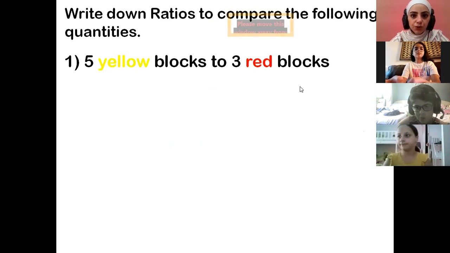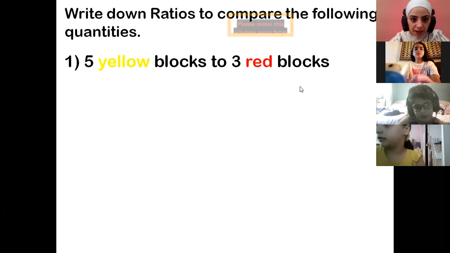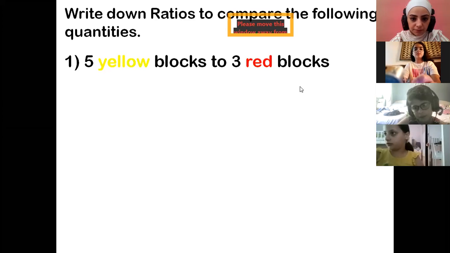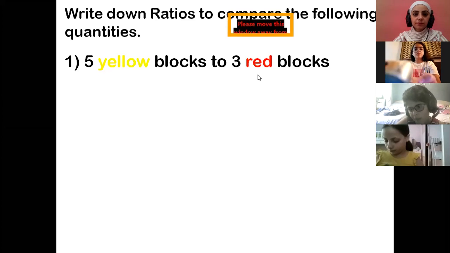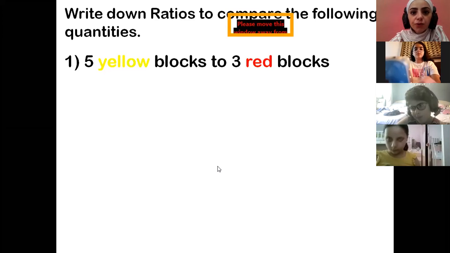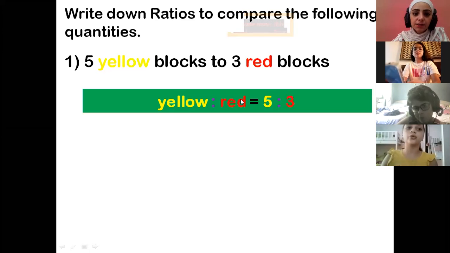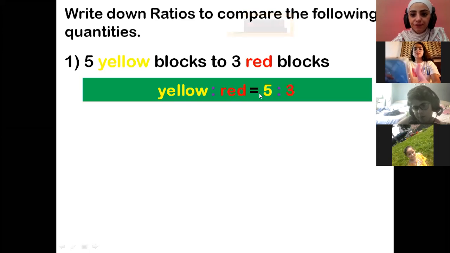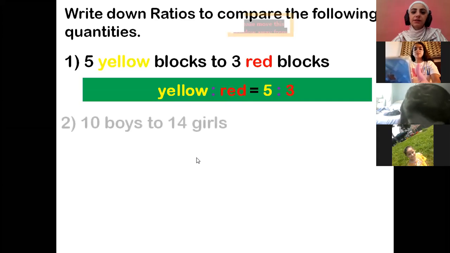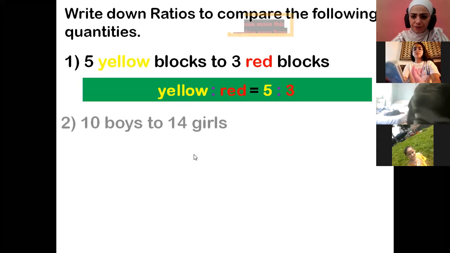Another one. Yalla, I'm gonna choose now Aya Al-Asir. Yes, teacher. Yalla, Aya, write down ratios to compare the following quantities. 5 yellow blocks to 3 red blocks. How do you write this as a ratio? We can write 5 to 3. You can write it as yellow to red, 5 to 3. Yes, thank you, Aya. See, ratios are very easy.